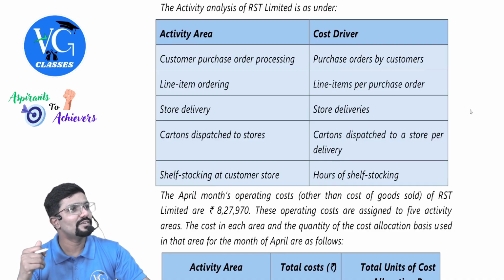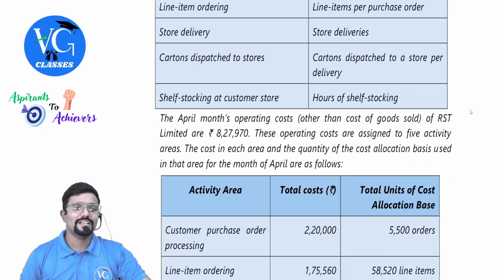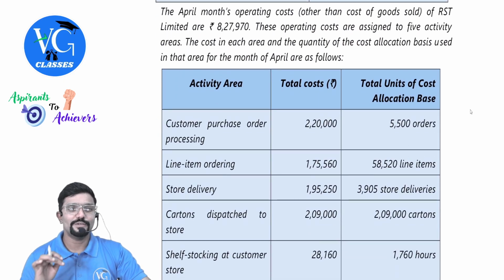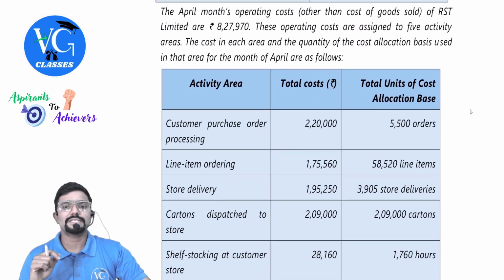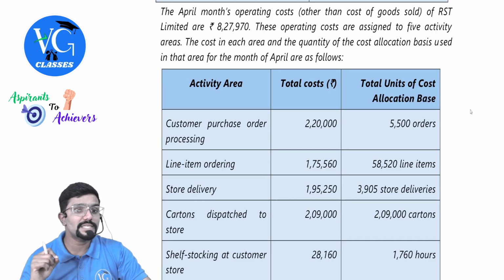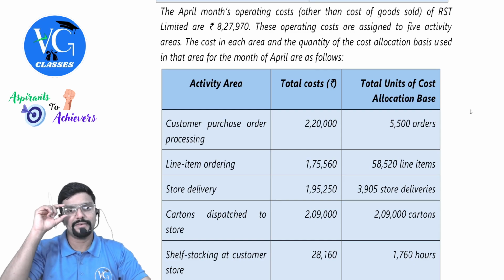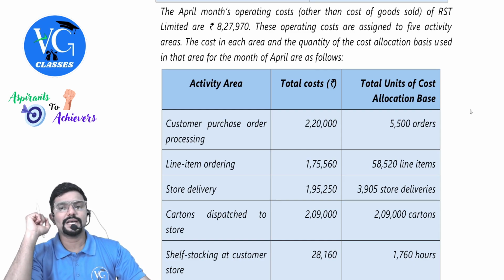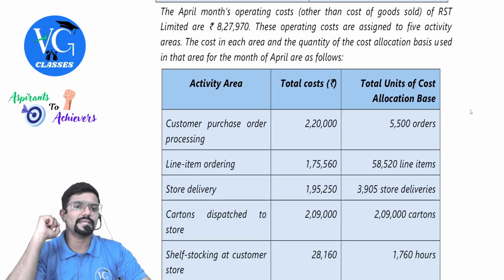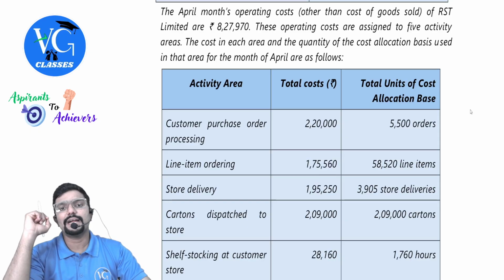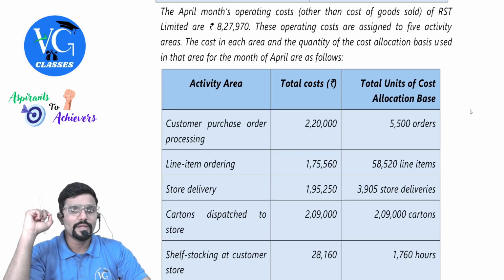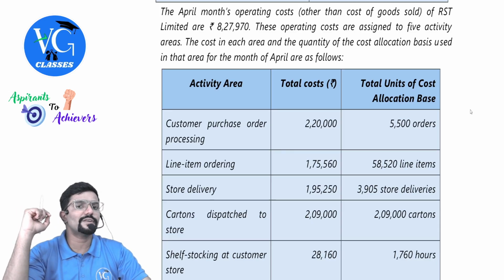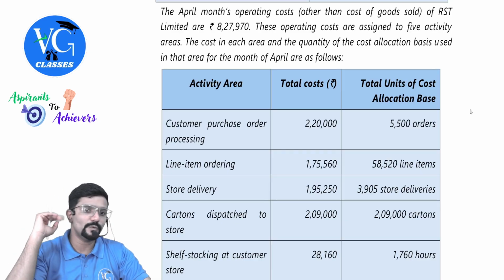Can we continue? So the story continues. The April month's operating cost, other than the cost of goods sold of RST Limited, is total 8,27,970. This operating cost is assigned to 5 activity areas. The cost in each area and the quantity of the cost allocation basis used in that area for the month of April are as follows.